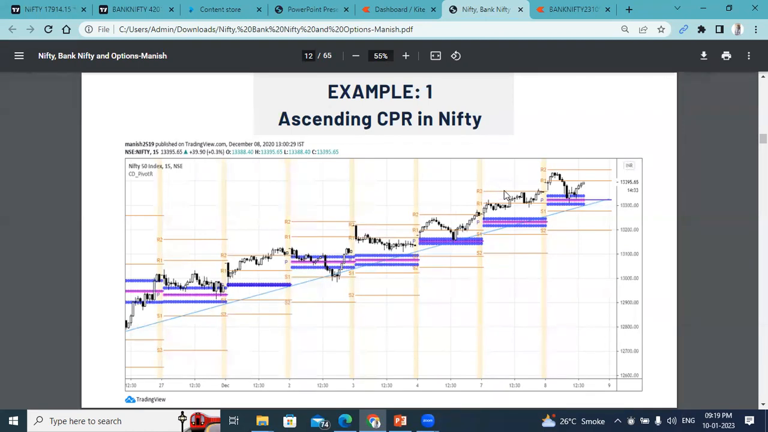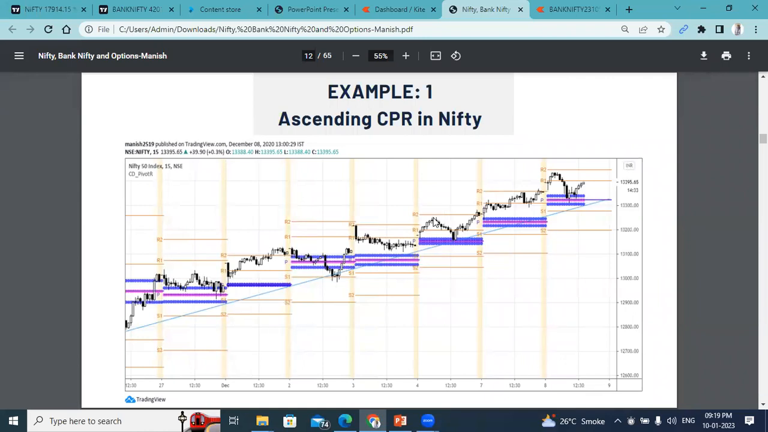Price भी कैसे move कर रहा है? Price भी एक uptrend में move हो रहा है. Now focus on 4th. Especially आप 4th पे ध्यान दीजिए. So on 4th, can you see here? This is ascending CPR. Bottom CPR ऊपर है पिछले दिन के top CPR से.